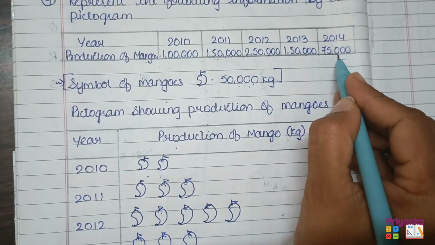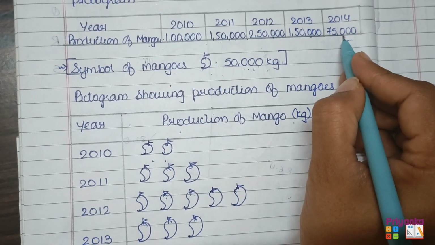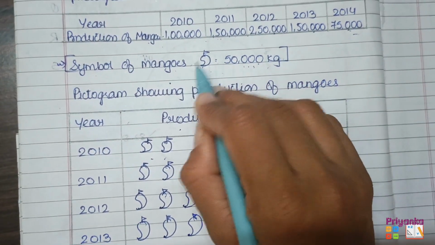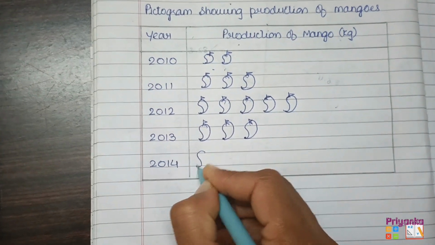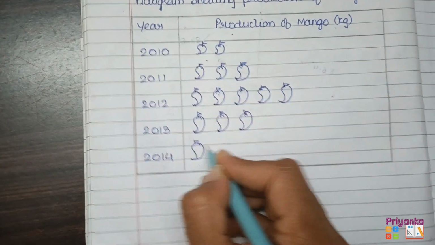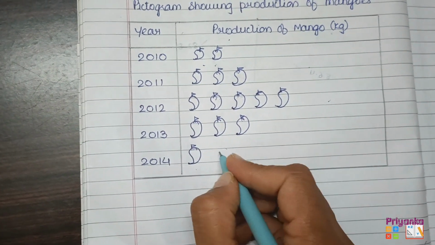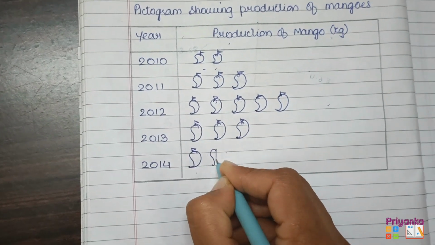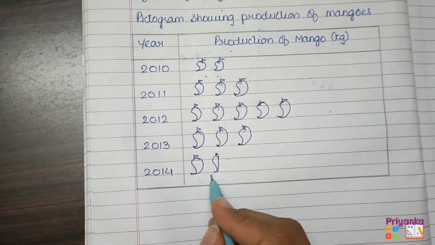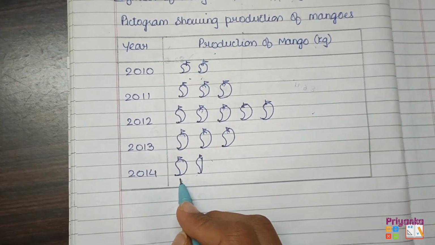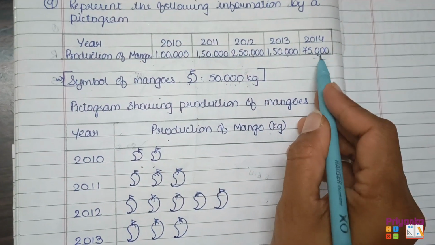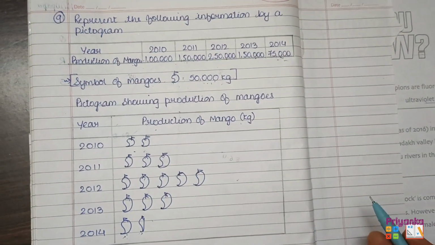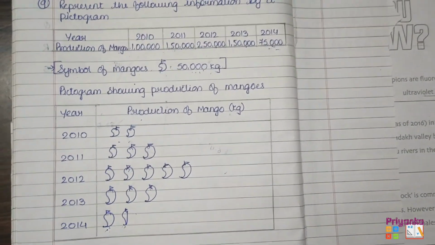Now here it is showing 75. So 50,000 will be shown with one symbol, and for the 25 we have to prepare half a mango. One for the 50,000 and the remaining 25,000 will make a half. So it shows 50,000 kg plus 25,000 kg, it becomes 75,000. So this is how it has to be shown for question number 9. Moving to question number 10.